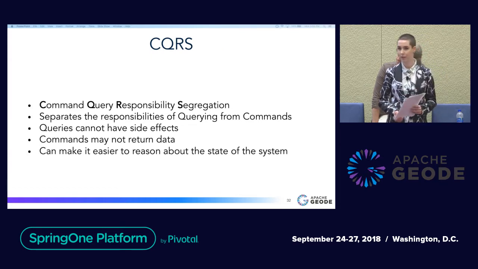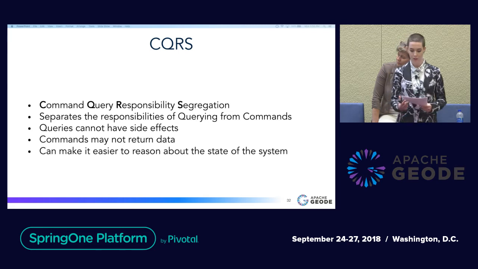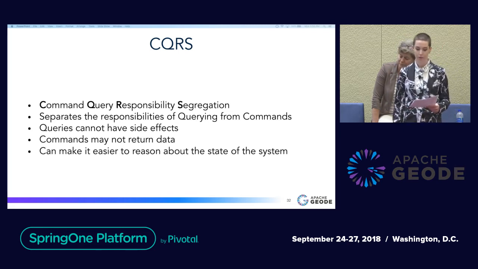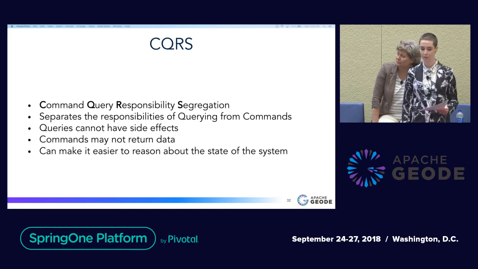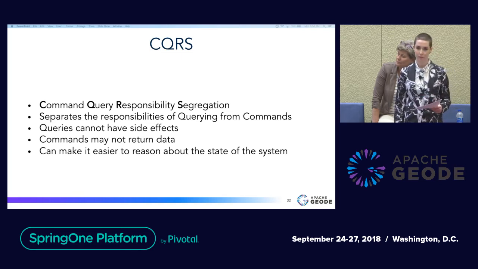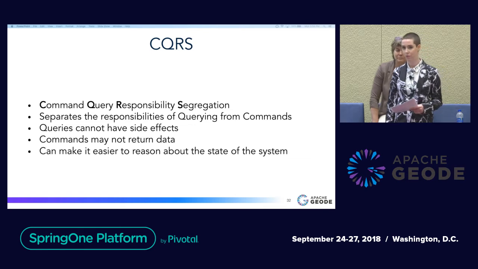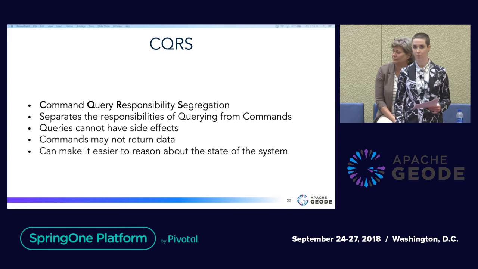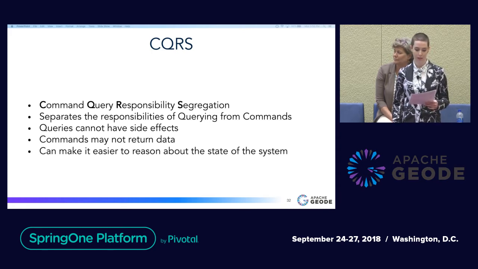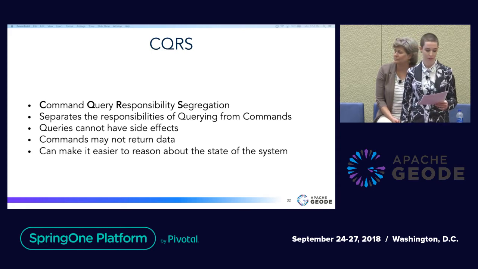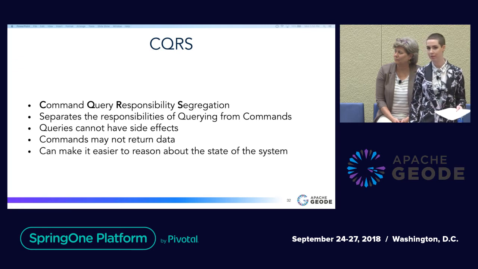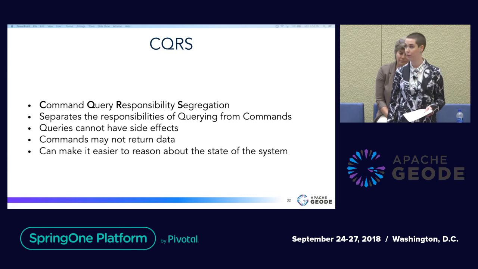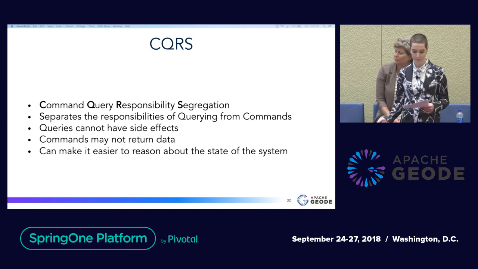Command query responsibility segregation, or CQRS, uses different models for updating the data than for reading the data. CQRS enforces a separation between queries and commands, where commands are only allowed to modify data and queries are only allowed to read data. Queries must be able to be replaced with their results and have the same meaning, so they must not have side effects. CQRS makes it easier to reason about the state of a system, but does introduce some complexity to the implementation, especially for concurrent systems like Geode.